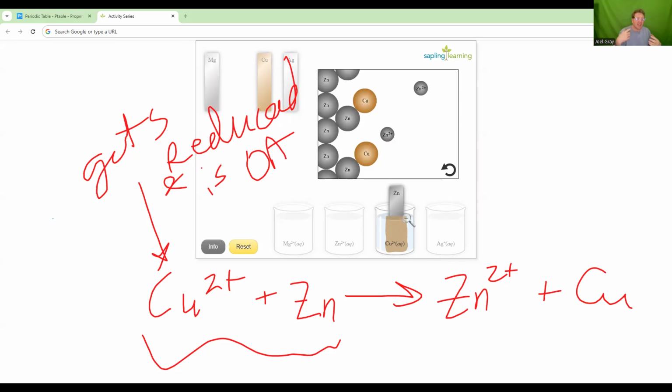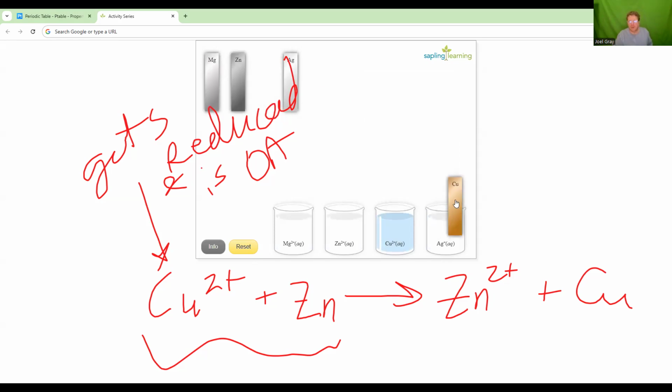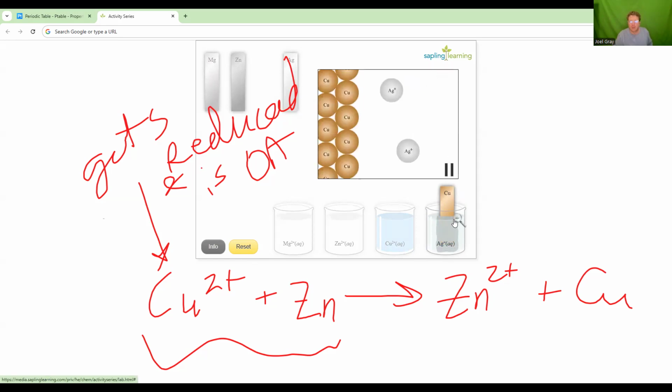Then I think that this activity is really worthwhile and good. I love these visuals, how it shows my electrons. Whenever I reset this and take a copper strip and throw it into silver, lo and behold, solid copper in the presence of silver ions loses electrons, and silver will pick up those electrons.